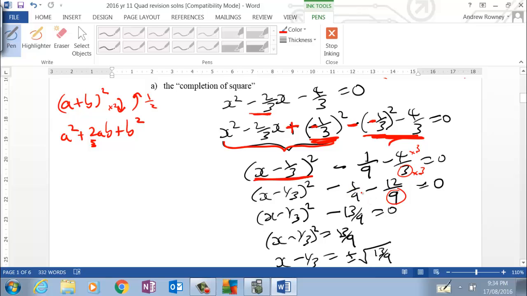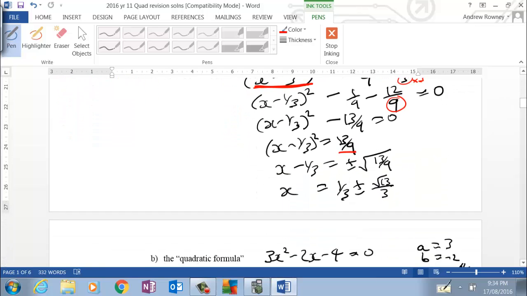And then minus 1 on 9 minus 12 on 9 is minus 13 on 9. Take that to the other side, so it's positive 13 on 9. And then you square root both sides, so you've got plus or minus, and take the third over to the other side. So there are two x-intercepts, or solutions to the equation.